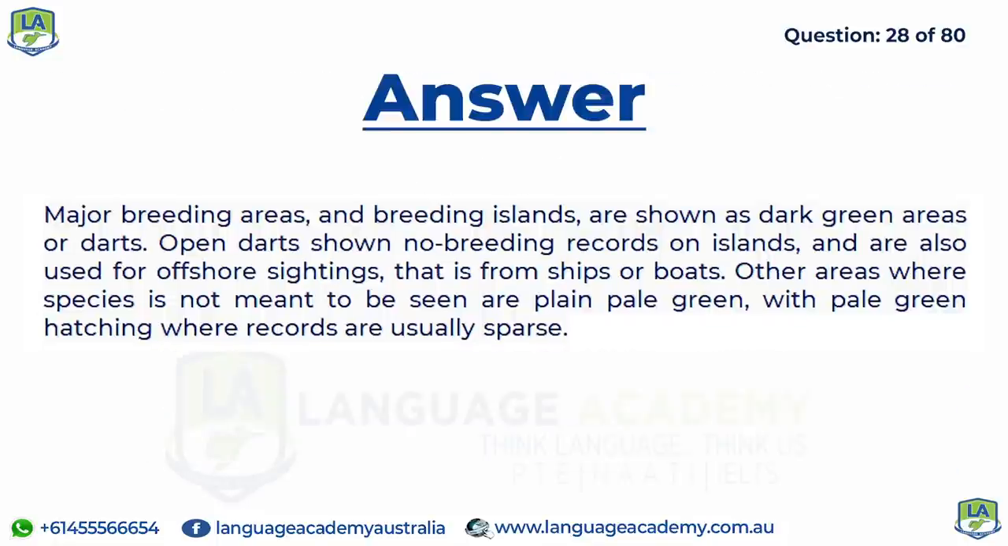Major breeding areas and breeding islands are shown as dark green areas or dots. Open dots show no breeding records on islands and are also used for offshore sightings, that is from ships or boats. Other areas where the species is not meant to be seen are plain pale green, with pale green hatching where records are usually sparse.